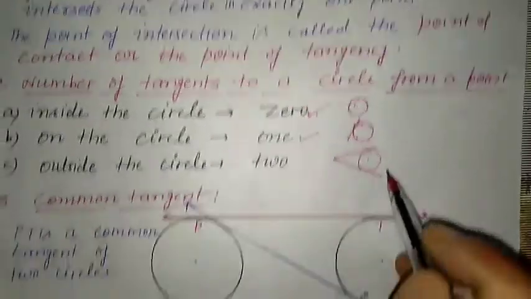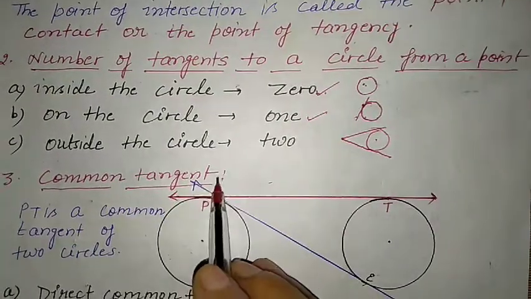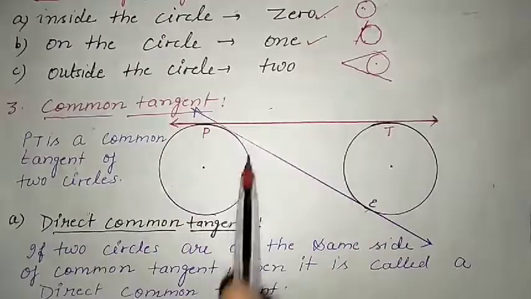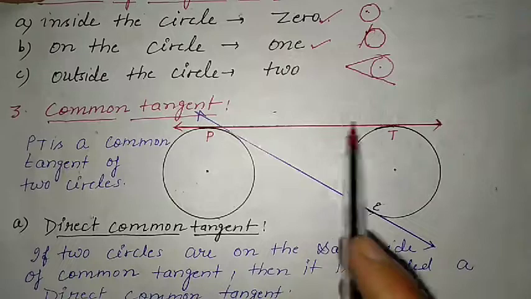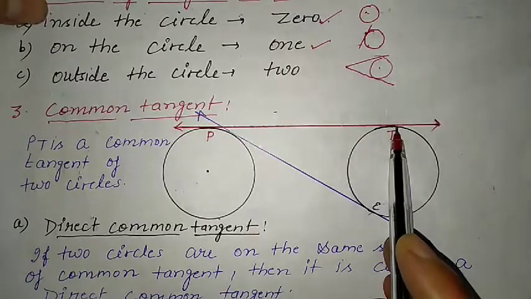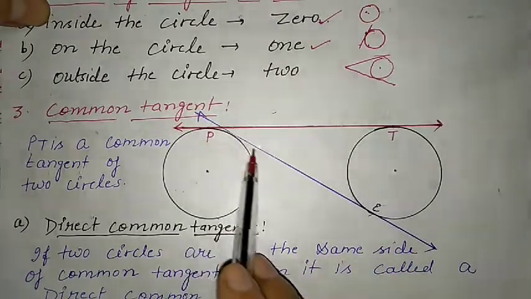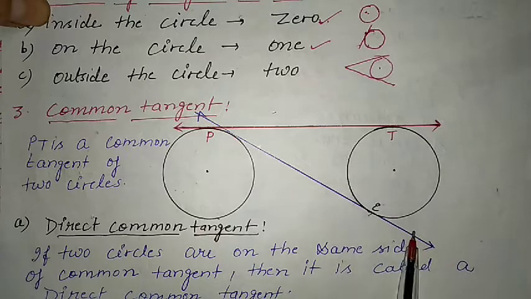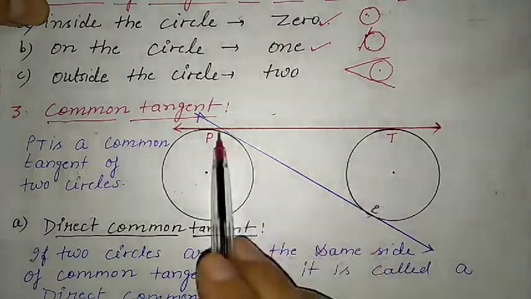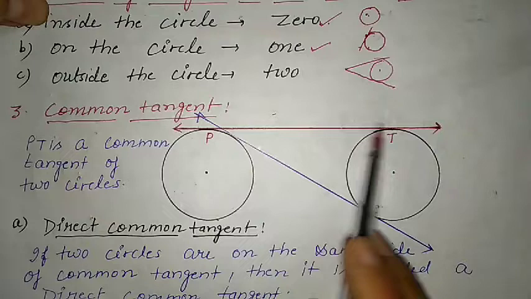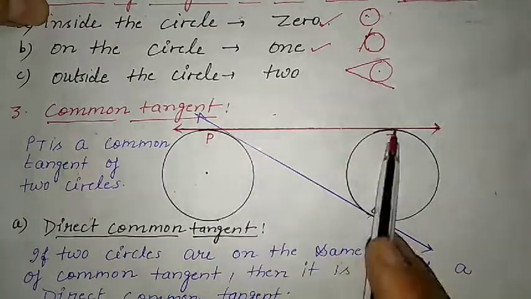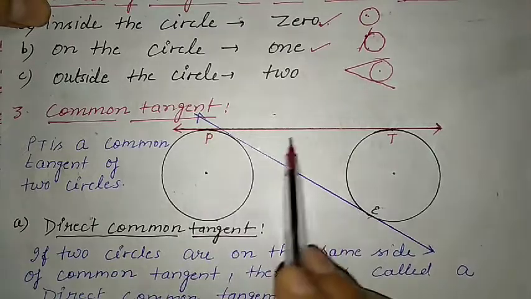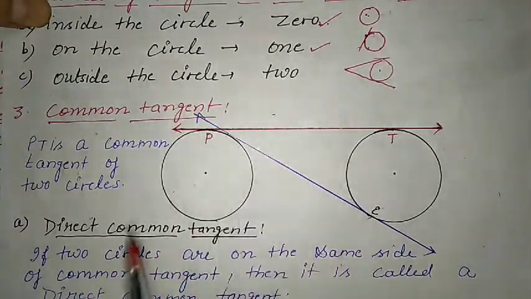Right. Now we talk about the common tangents. If we see here two circles, this is one tangent which also goes to the other circle, and this is another tangent going to the other circle. So here PT and PE are common tangents of the two circles. These are the two common tangents of two circles.